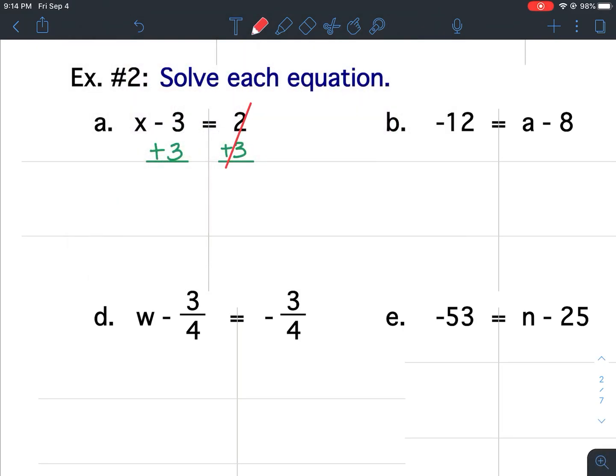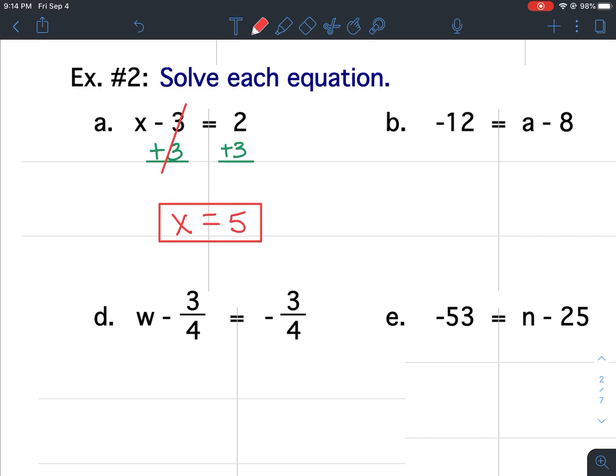So I cancel out, oops, wrong side, cancel out my 3's, bring down my variable, keep my equal signs lined up, and 2 plus 3 is 5. So the solution to this equation is x equals 5. Solution is 5.